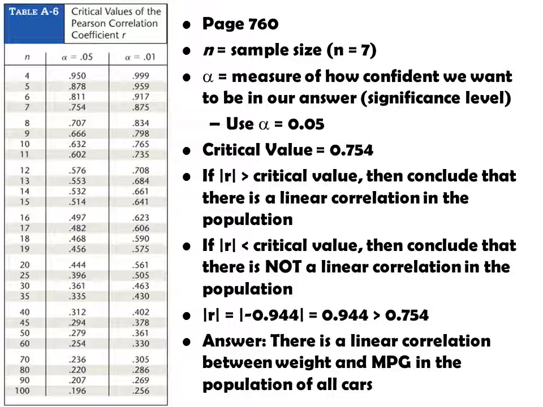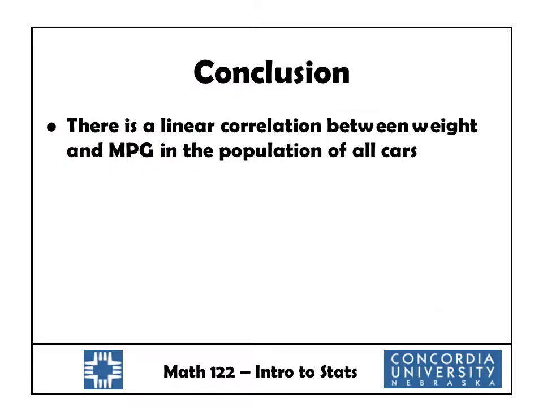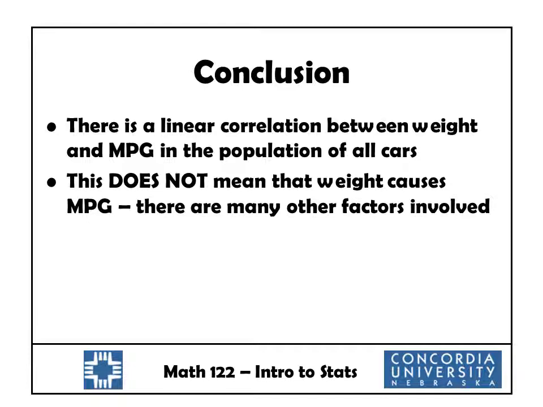So in this sample there appeared to be a linear relationship. Based on that, we can conclude that in the population there is a linear correlation between weight and miles per gallon. So there's our conclusion. Now let's talk about what this means and what this does not mean. First of all, this does not mean that weight causes miles per gallon. There are many factors involved: things like the engine, the transmission, the tires, road conditions, weather conditions. All those things affect miles per gallon. Weight is just one of them.